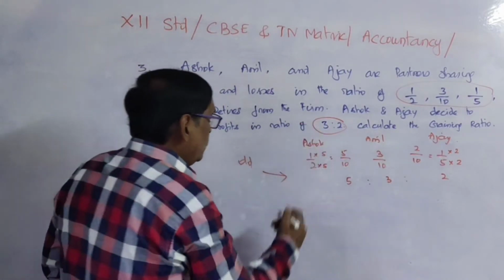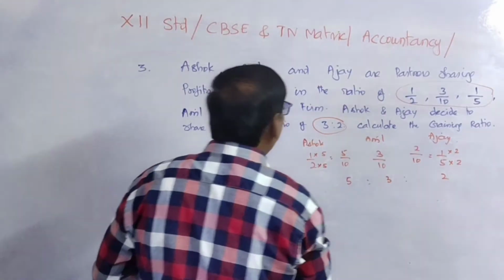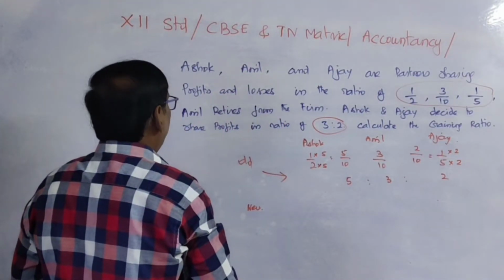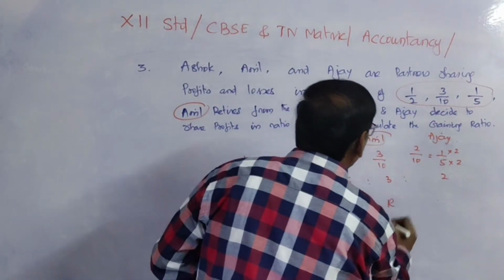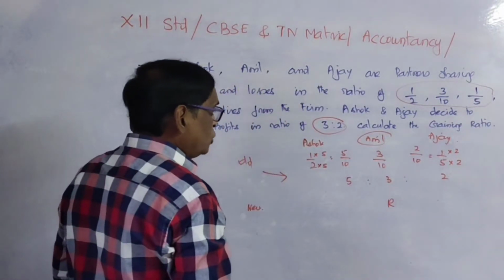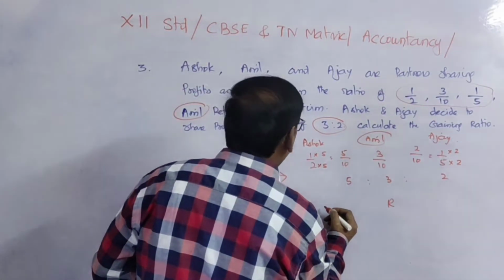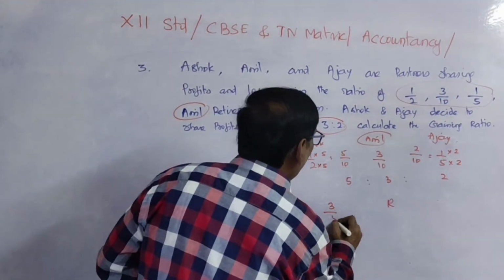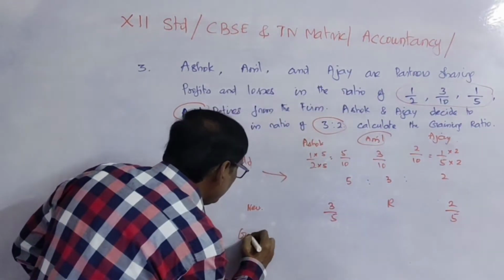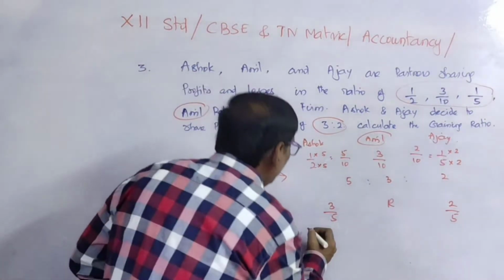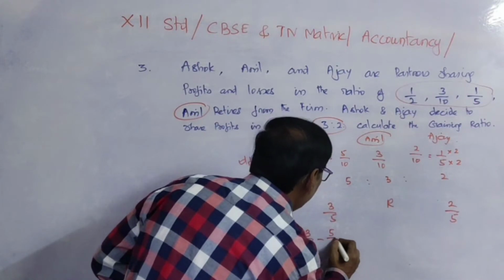And the new ratio, according to the determination, is 3:2. Who retires? Actually here Anil retires. So Anil retires, so the ratio between Ashok and Ajay will be the gaining ratio. So the new ratio will be 3/5 for Ashok and 2/5 for Ajay. So the gaining ratio is new minus old, new 3/5 minus old 5/10.